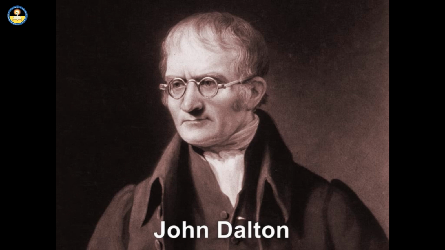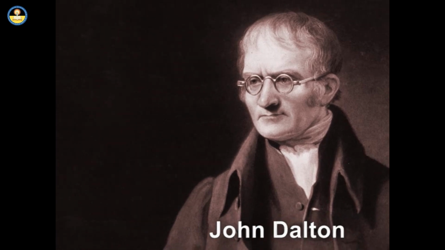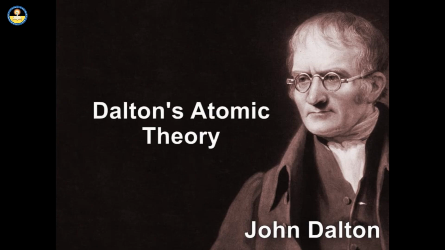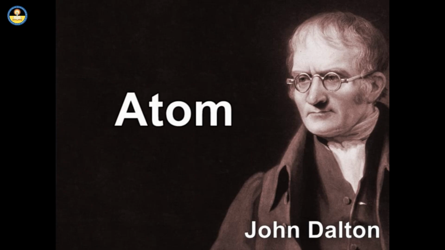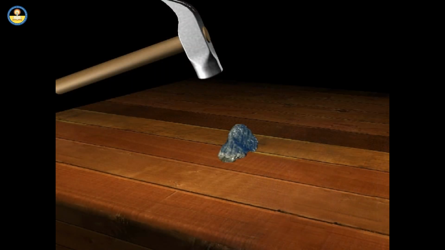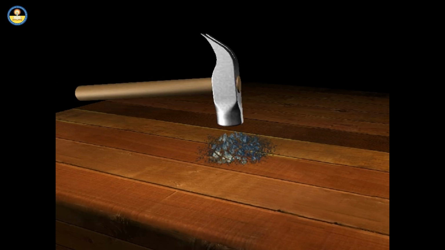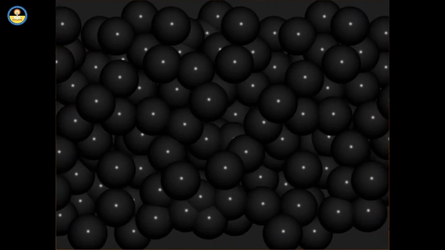British chemist John Dalton gave the basic theory related to the nature of matter, named Dalton's atomic theory. He had taken the name atom as given by the Greeks. He proposed that atoms are the smallest particles of matter. According to Dalton's atomic theory, it was believed that all matter is composed of small particles called atoms.